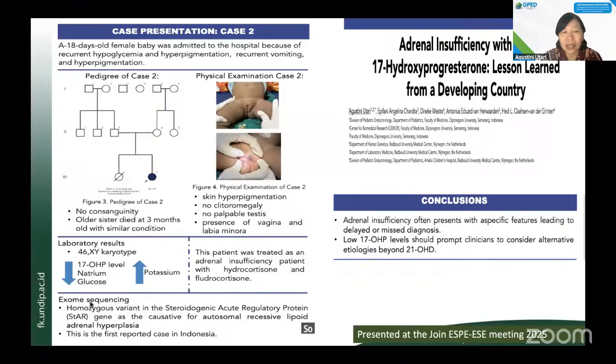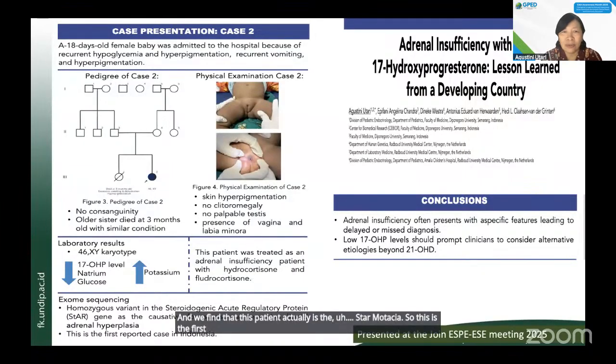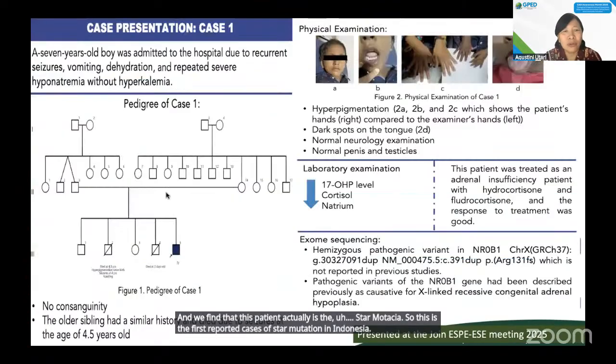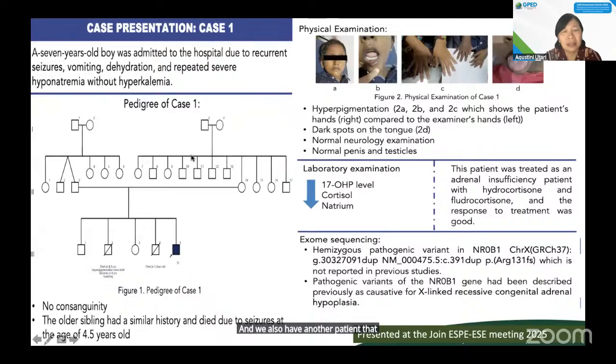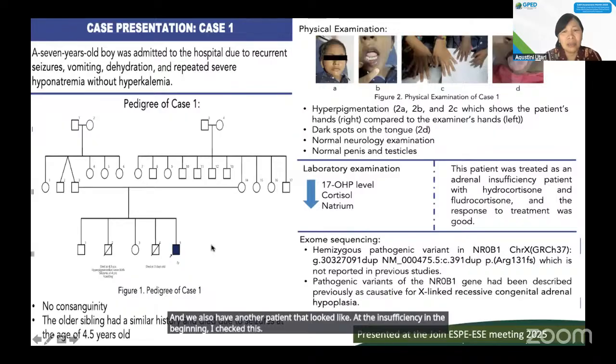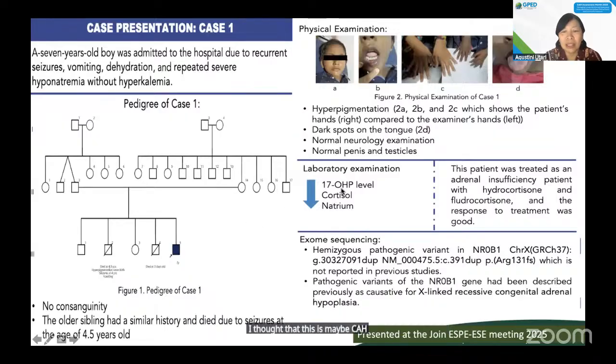So we checked the karyotype, 46XY. And finally, we sent the DNA to Radboud University Medical Center in Nijmegen, the Netherlands. And we found that this patient actually has a StAR mutation. So this is the first reported case of StAR mutation in Indonesia. And we also have another patient that looked like adrenal insufficiency. In the beginning, I thought that this was maybe CAH, but we checked and the 17-OHP level was also low, the cortisol level low, and sodium also low.